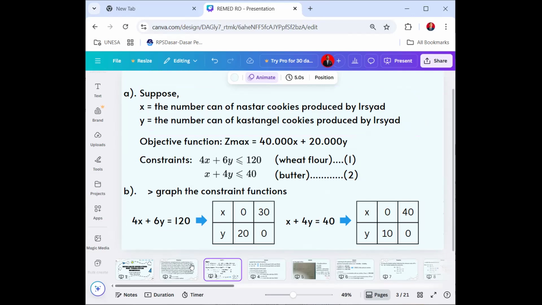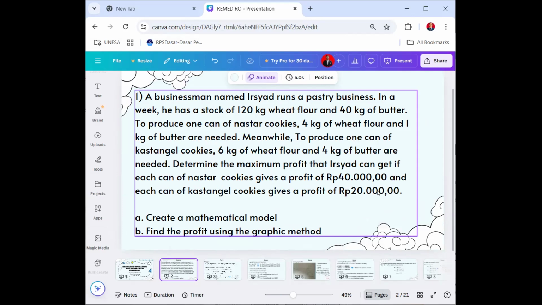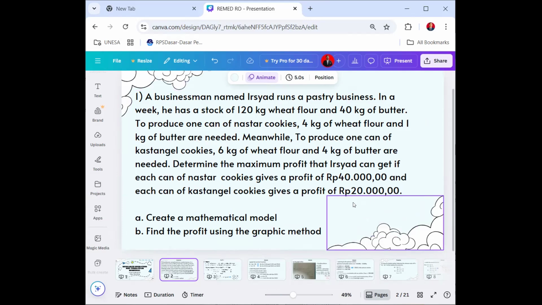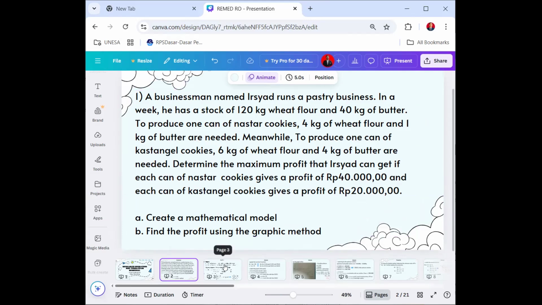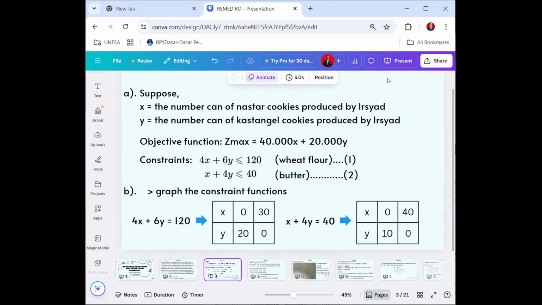So the objective function, since we are searching for the profit, and the profit from kastengel cookies is 20,000, and from nastar cookies the profit is 40,000. So we will have the objective like this. Z max is equal to 40,000 times X plus 20,000 times Y.